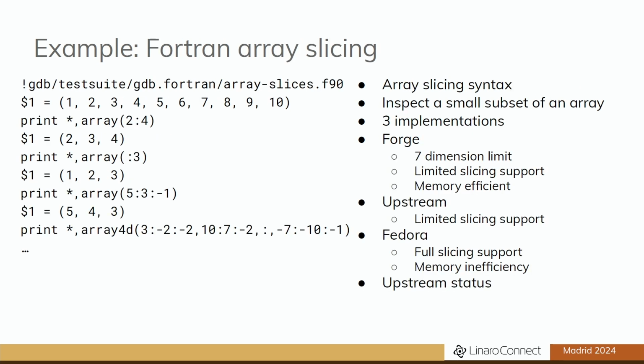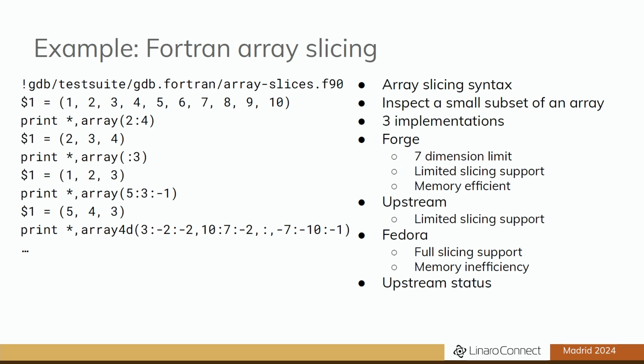So, next example, Fortran array slicing. Like Python, Fortran does support array slicing. In this top example, you have an array of 10 elements, and you can just print out from 2 to 4. Note that Fortran is indexed at base 1 rather than 0.